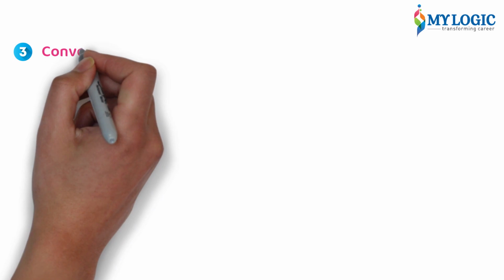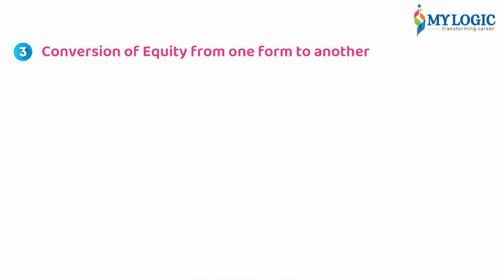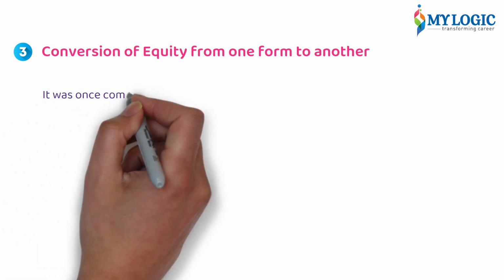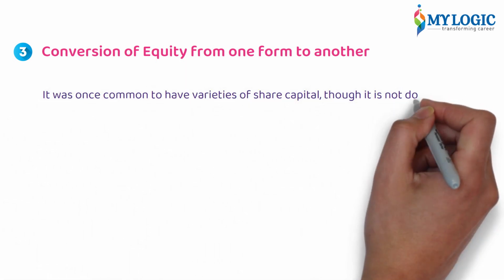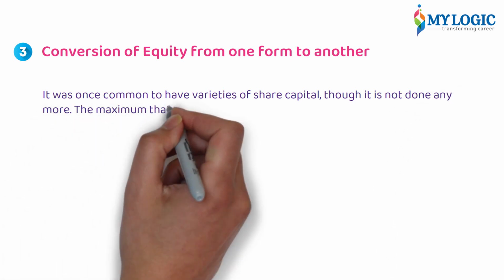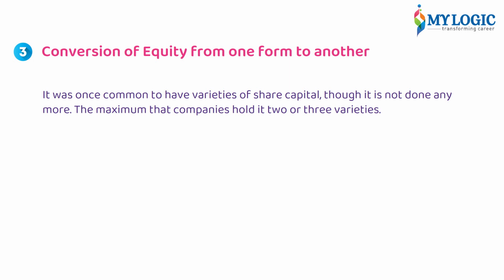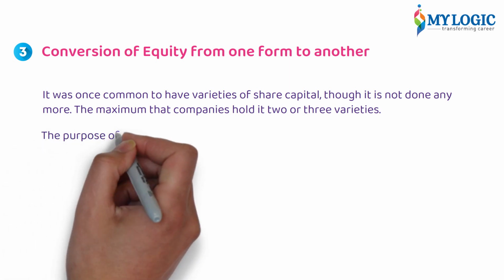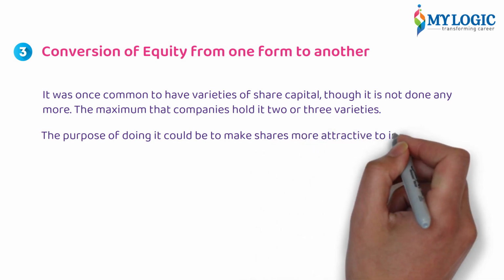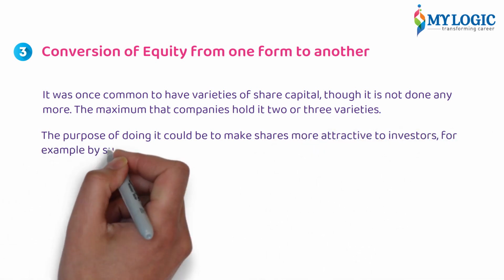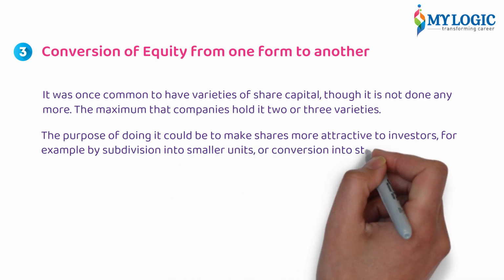Number 3. Conversion of equity from one form to another. It was once common to have varieties of share capital, though it is not done anymore. The maximum that companies hold is 2 or 3 varieties. The purpose of doing it could be to make shares more attractive to investors. For example, by subdivision into smaller units or conversion into stock.